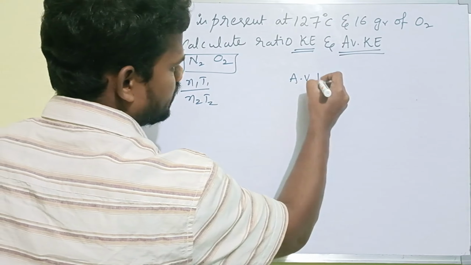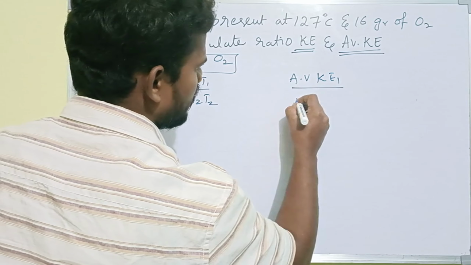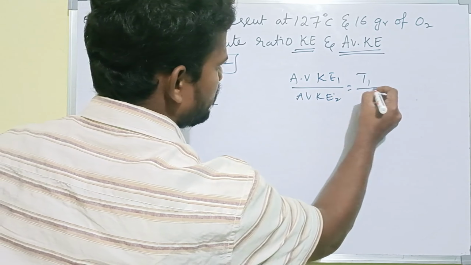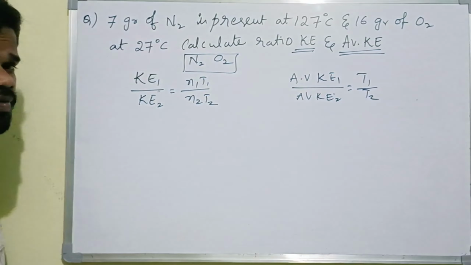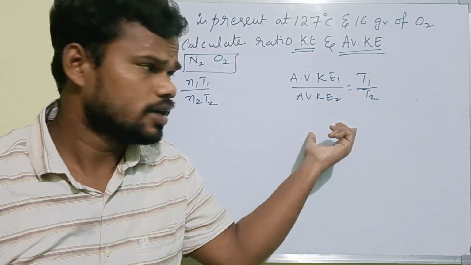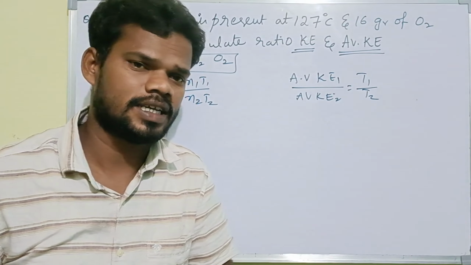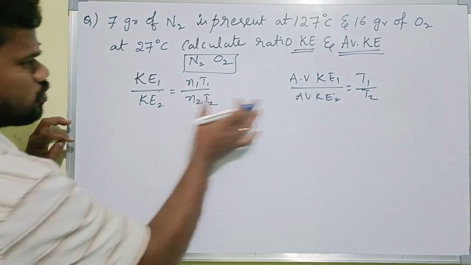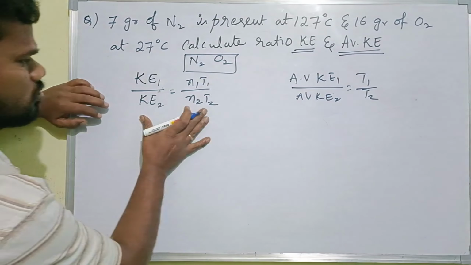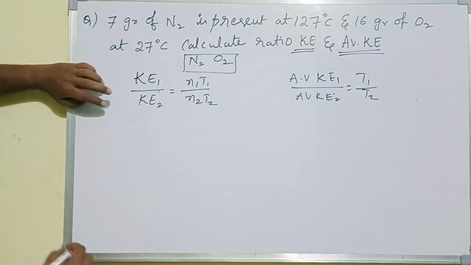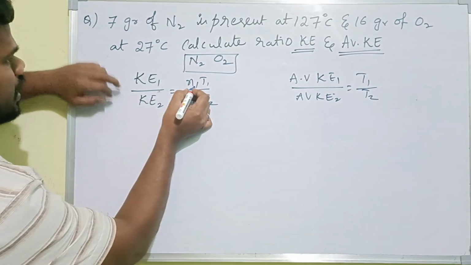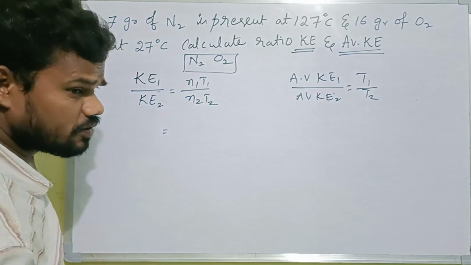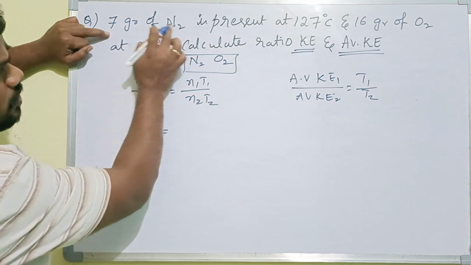Average kinetic energy 1 by average kinetic energy 2 equals T1 by T2. These are the formulas we are already using. When we discussed the average kinetic energy of gas molecules, we used these two formulas, so by using them we can solve this one. The number of moles of gas: for nitrogen, we calculate the given weight by the molecular weight.